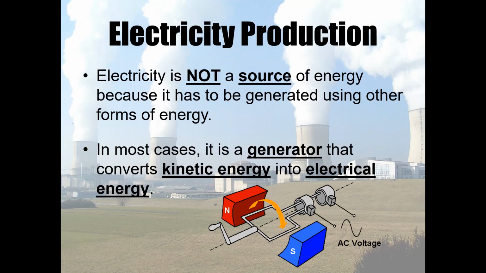Now, in most cases, we are going to use a generator to convert kinetic energy into electrical energy. And the diagram down at the bottom here shows a really basic generator. Now look, we are not going to go into the details of how these generators work. That is a year 11 topic, which we will cover in year 11 for those of you that carry on with the GCSE. But what I really care about is how we're generating that kinetic energy in the first place. How are we actually driving the generator that produces the electrical energy? So that's what we're going to concentrate on, rather than actually how a generator works.